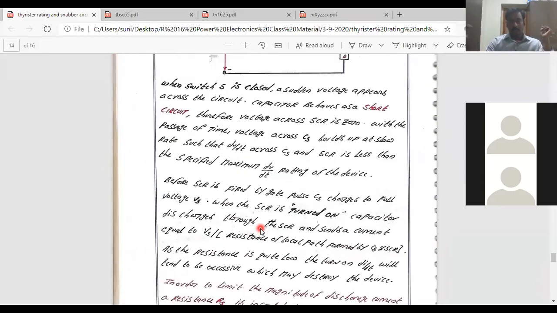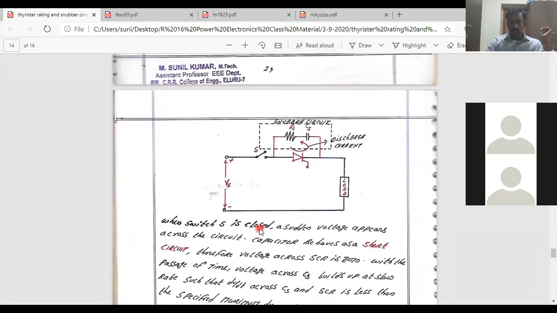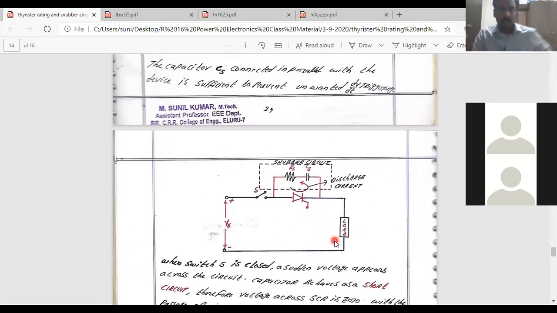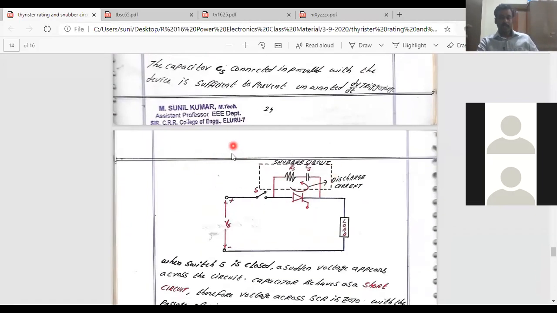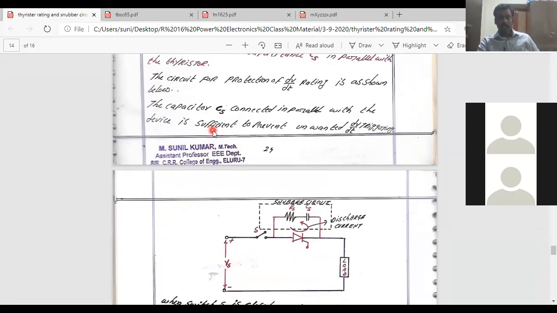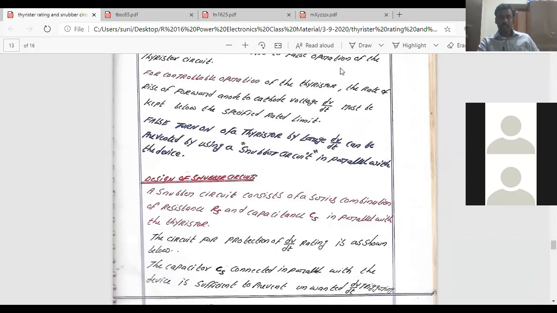Okay, is there anything unclear in the topics which we considered here? The primary motto of the snubber circuit is to protect from the dV by dt value, not di by dt value. Okay, we may consider the derivation of the design of the snubber circuit in the next session.